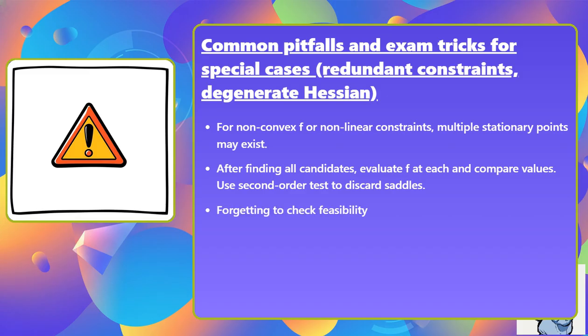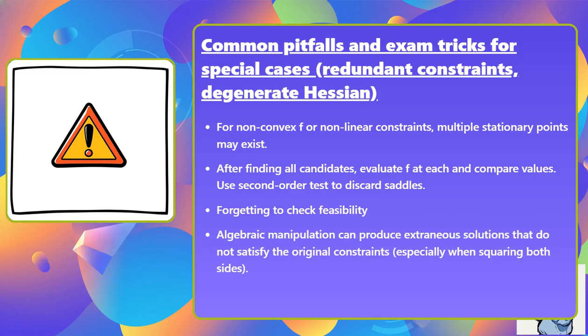Forgetting to check feasibility. Algebraic manipulation can produce extraneous solutions that do not satisfy the original constraints, especially when squaring both sides. Always substitute back into every original constraint before accepting a solution.